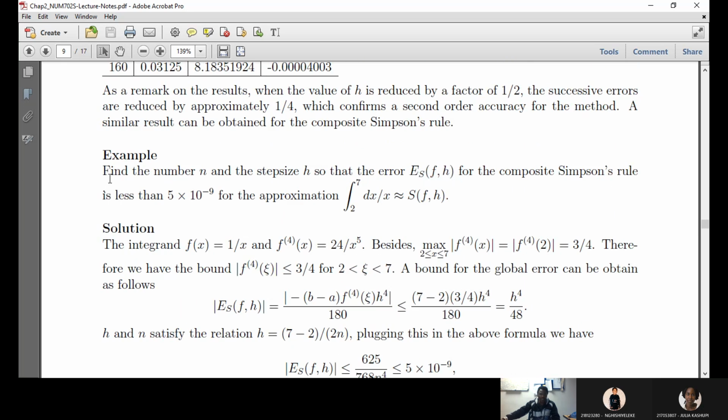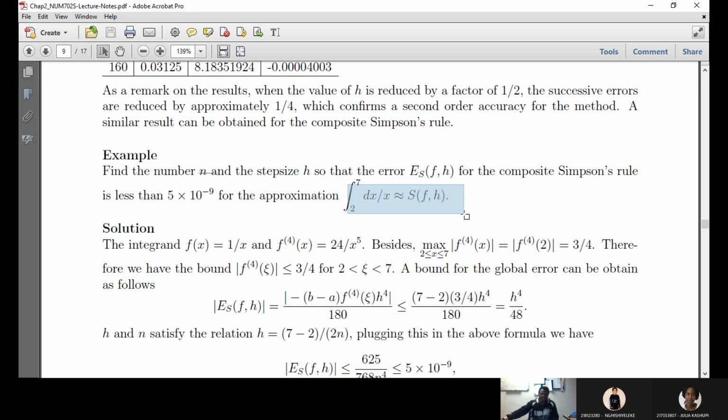So let's look at the statement. Find the number n of steps, because once you have n, you apply the formula to the step size, so that the error for the Simpson rule, E_S, is less than 5 times 10 to the negative 9 for this approximation.